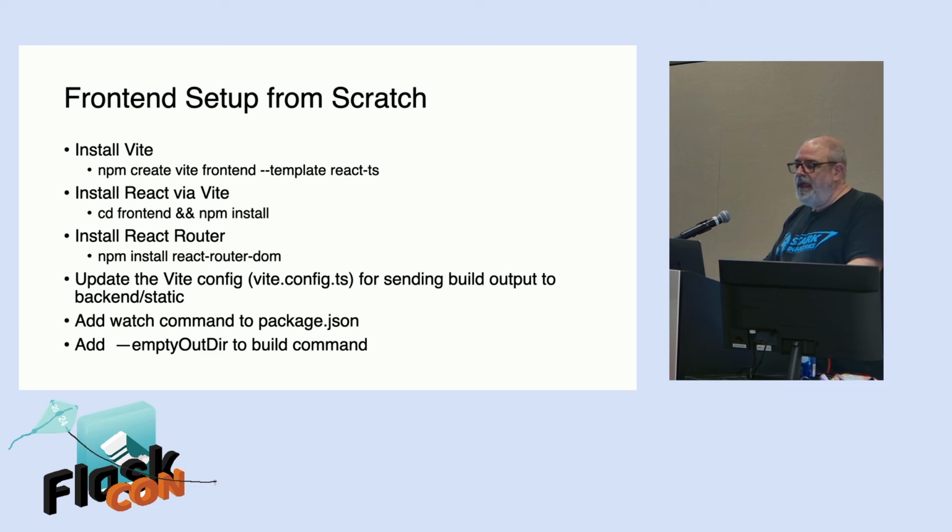So you have to edit the Vite config, and yours won't be TS if it's not a TypeScript project, but edit your Vite config to send the output to backend static. So that was the only real change that we made in the entire project: we had to tell the compiler, hey, don't go to your normal directory when you build this, put it in this particular directory.